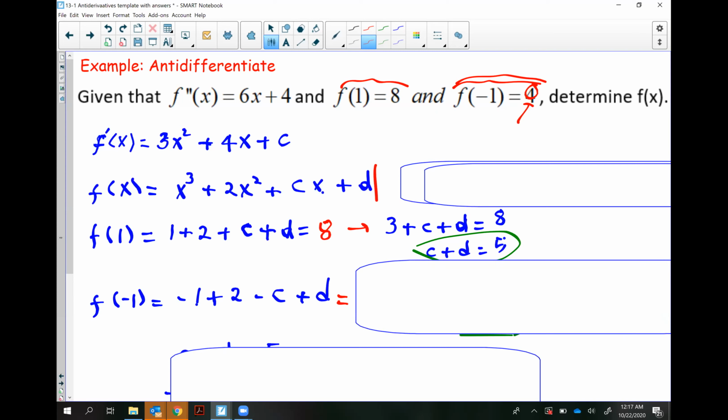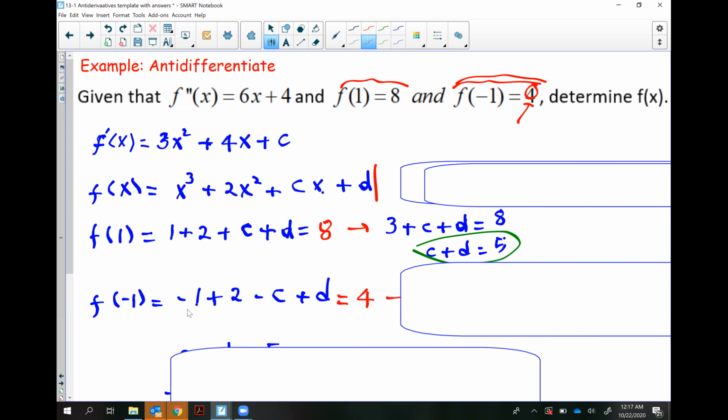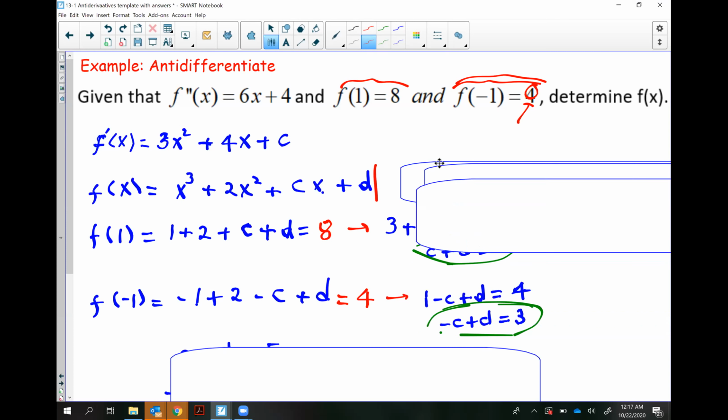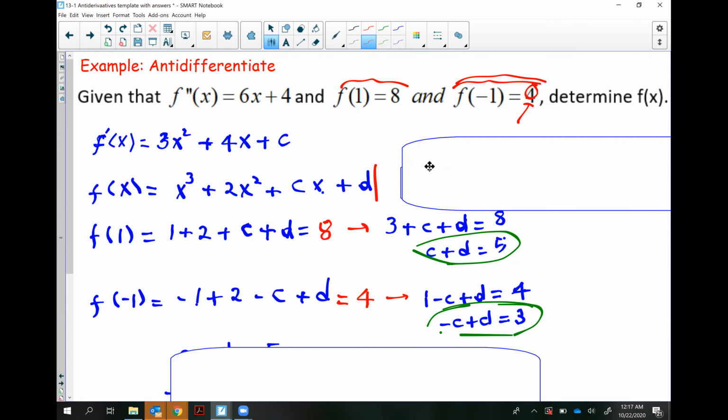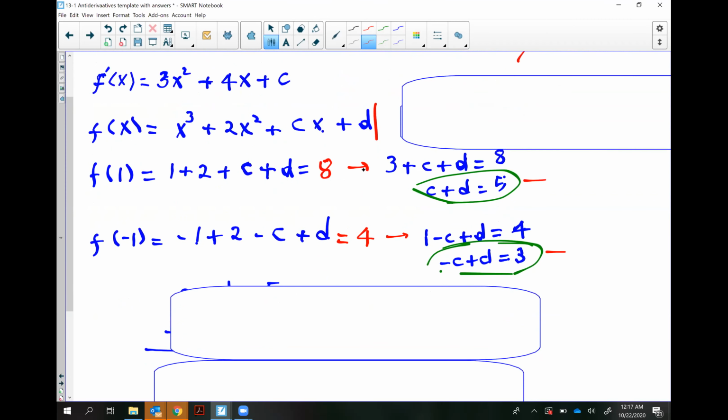If you simplify it a little bit, negative 1 plus 2 is positive 1, and subtract 1 from both sides. So you're going to have a 3 on the right-hand side. So negative c plus d is equal to 3. So we had this equation and this equation. Two equations with two unknowns. You may remember this from college algebra or pre-calculus, how to solve that. You write them one underneath the other, and you can use the elimination method.